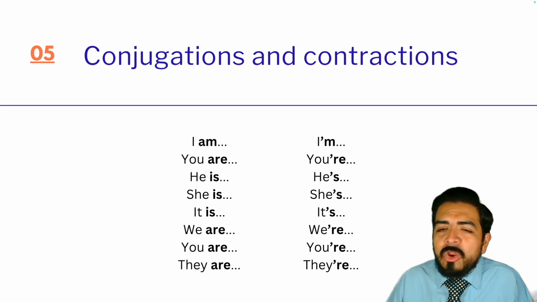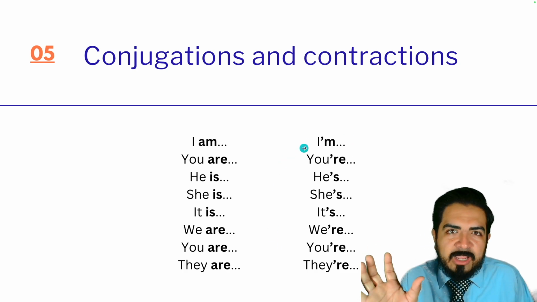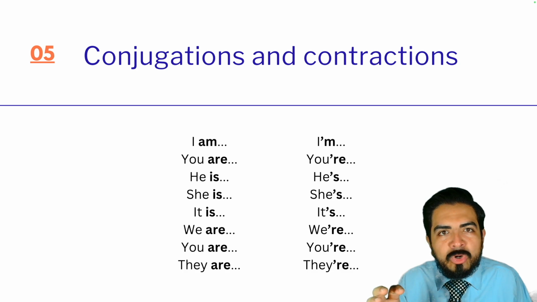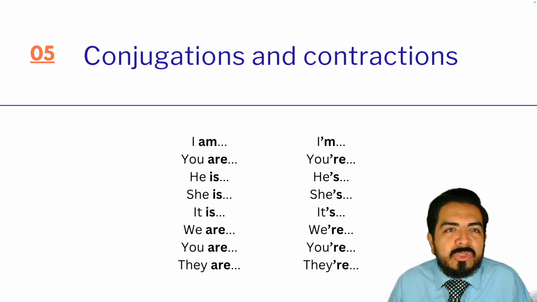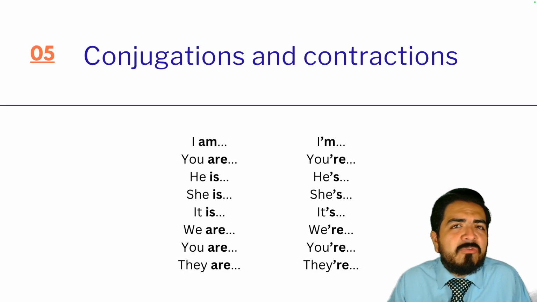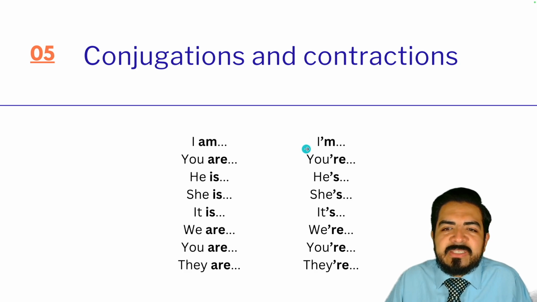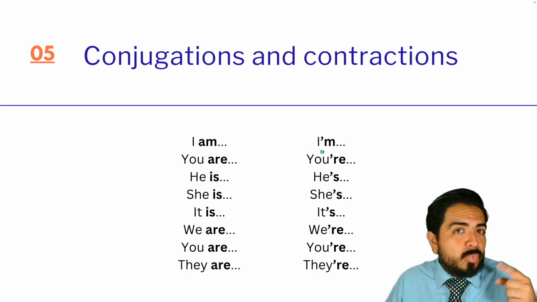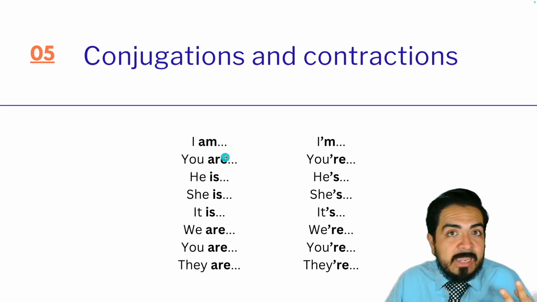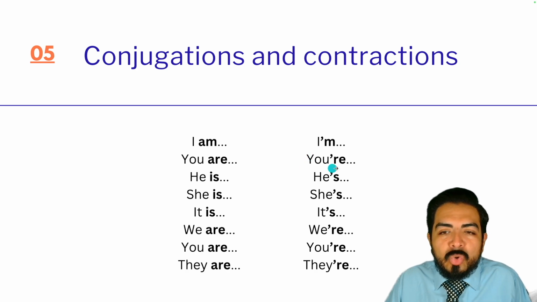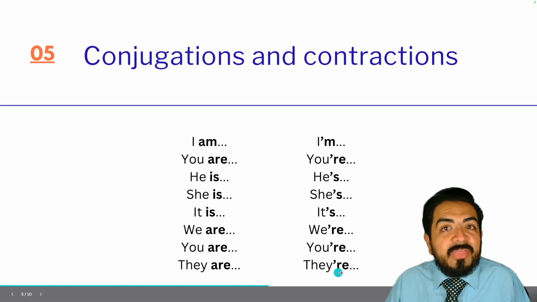What are contractions? Contractions are like a short version, like a compact version of the same words to say them faster. And we use them in informal situations with your friends, with your family, when you're not being formal, right? So in that case we say I'm, but we only say it as one word, not as two. We don't say I am, no, we say I'm, okay? I'm. Next one, you're, he's, she's, it's, we're, you're, and they're.